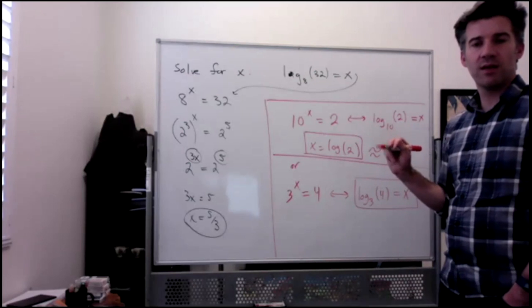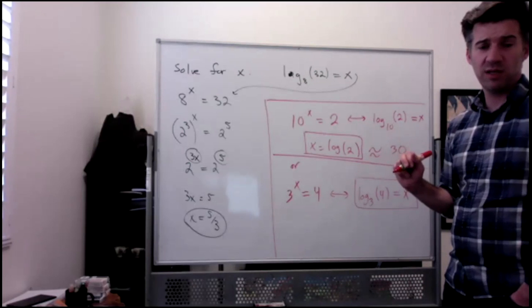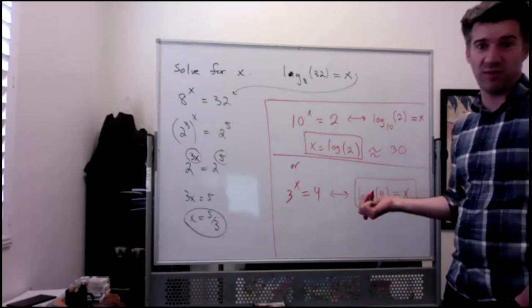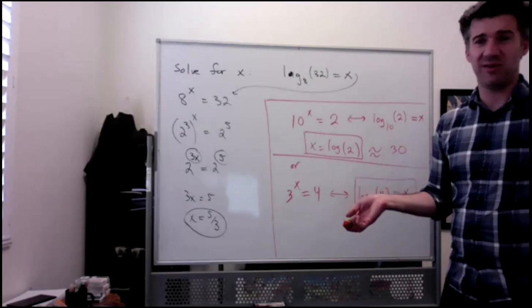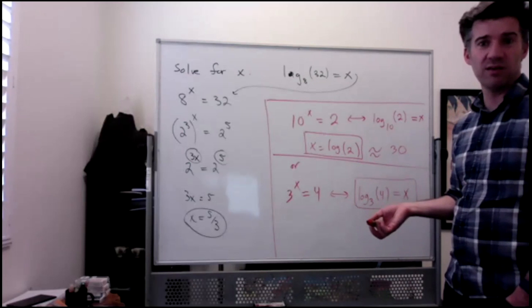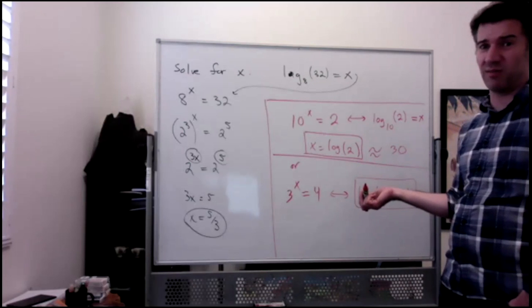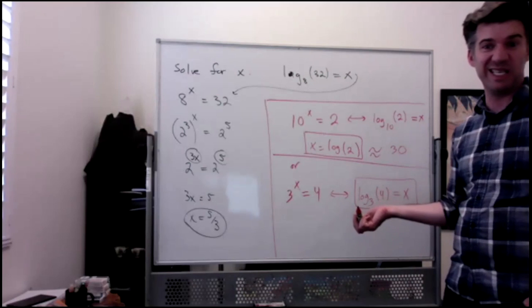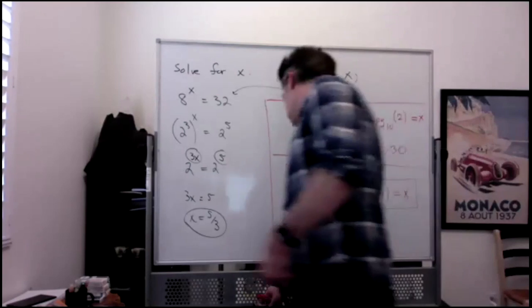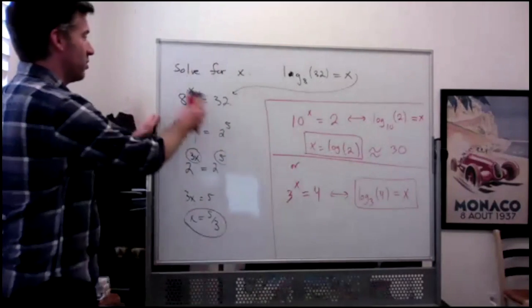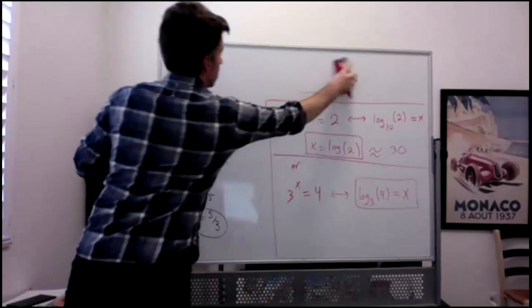Now, there is an issue here. And the issue here is that if I wanted a decimal approximation, a lot of calculators don't have a log base 3 button or a log base 4 or anything but log base 10 and log base e. So another different way to solve this equation is the following.